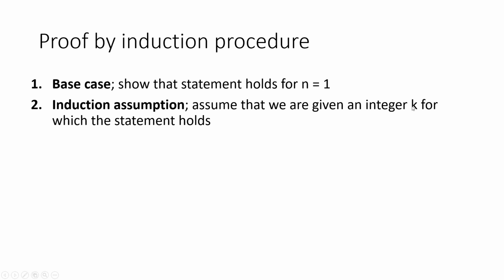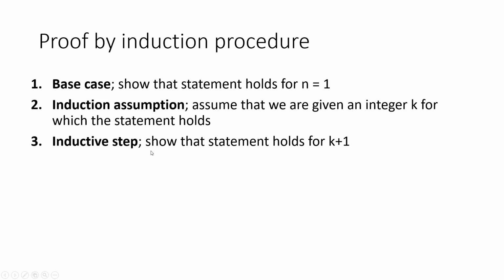Assume that we're given an integer k for which the statement holds, right? So this integer here, we don't focus on what it actually is. We don't think about what the actual number k is equal to. We just treat it as a generic number, any number k for which the statement holds. Now, we know that the statement holds for n equals 1, so k could be 1, right? It can be any number for which the statement holds, and that's all we know about k. And our job in the inductive step is to show that the statement holds for the next number, k plus 1. And finally, we just write out a conclusion, and this concludes the proof.